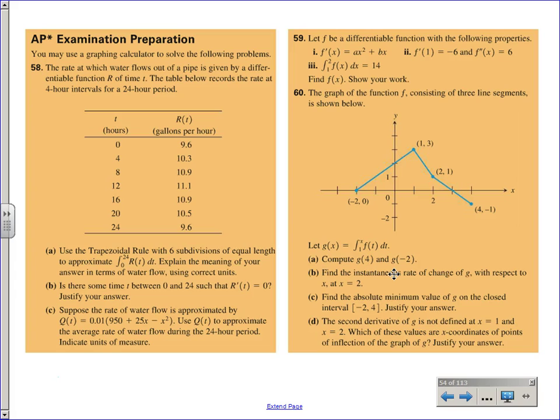You may use a graphing calculator. Isa, bring your graphing calculator tomorrow, bud. Everybody else, bring it. You probably can use it. We shall see. The rate at which water flows out of a pipe is given by differentiable function r of t. And we have data. There it is. Use a trapezoidal rule with 6 subdivisions of equal length. Ah, spoiled, rotten. Explain the meaning of your answer in terms of water flow using correct units.